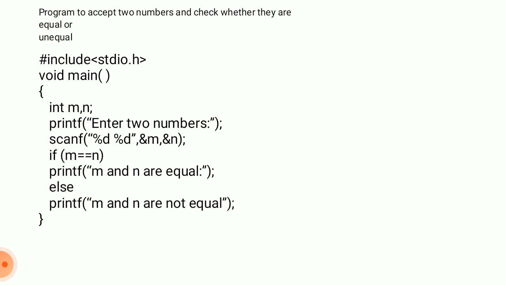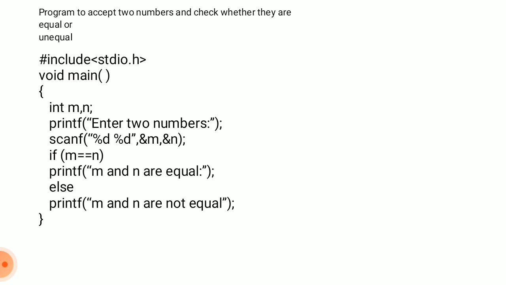Now we will see a sample program. Here we accept two numbers and check whether they are equal or not. In the void main function, I have declared the variables m and n. m and n are variables of integer type. First we read m and n, so enter two numbers, and whatever numbers you read will be stored in m and n. Suppose I take m is equal to 3 and n is also 3. So the m value is 3 and the n value is 3.